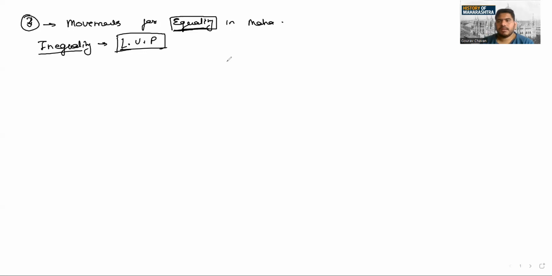So inequality got engulfed in Indian society since the later Vedic period. And as history moved forward, in the medieval age, this inequality further increased. And this increase in inequality affected the social life immensely.